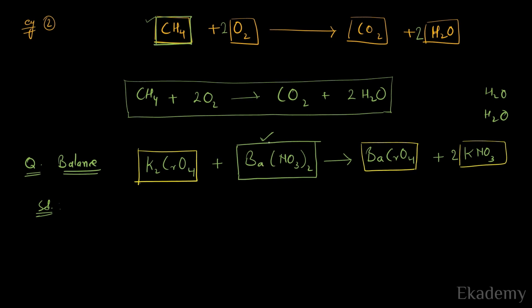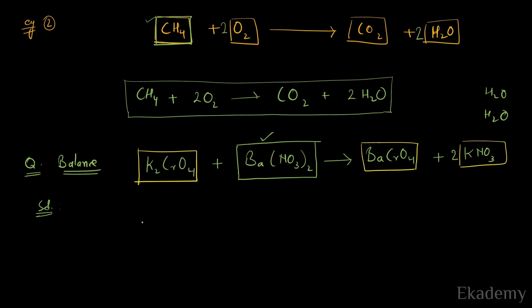Now let us see other atoms. We have potassium here, 2 potassium. This side also 2 potassium, it is balanced. Chromium, 1 chromium this side, 1 chromium this side. This is also balanced. Oxygen is already balanced. Nitrogen and barium are balanced. So now it is balanced. And in this reaction, just by writing 2 over here, the whole equation got balanced.